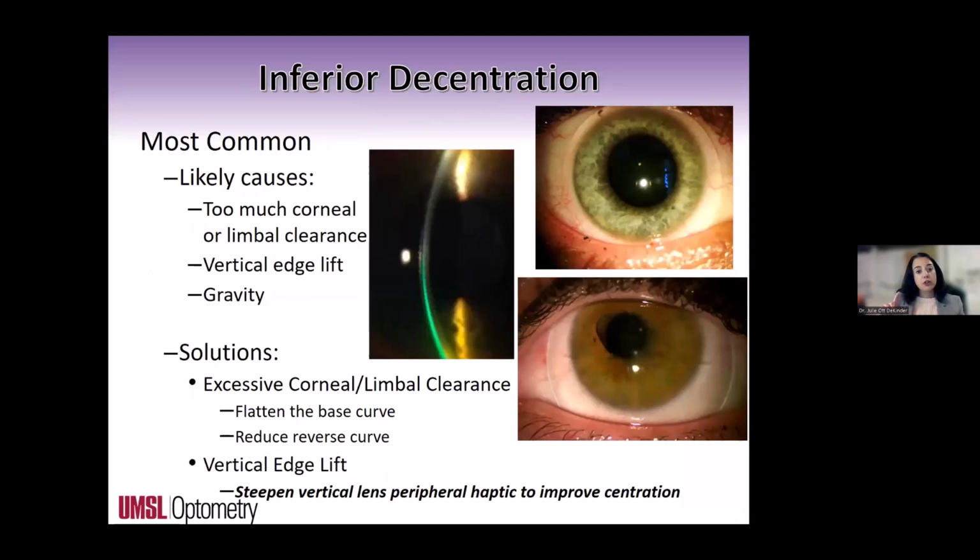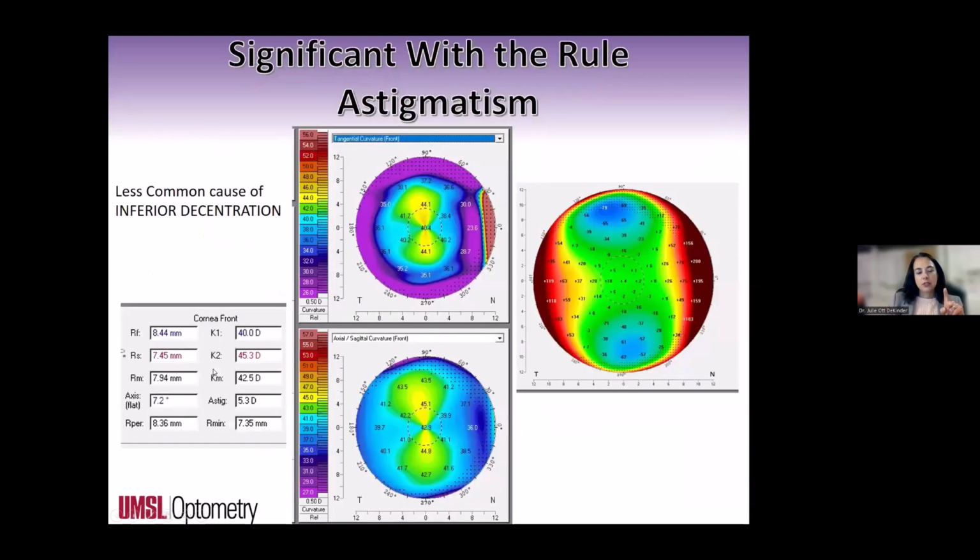Okay, inferior decentration, very common. You're going to see it a lot. There's a lot of things you can do to address it. Let's talk about one specific example of inferior decentration: significant with-the-rule astigmatism. I'm talking about 4 to 5 diopters of with-the-rule astigmatism, where you have something that looks like this. This is a person that has 5 diopters.